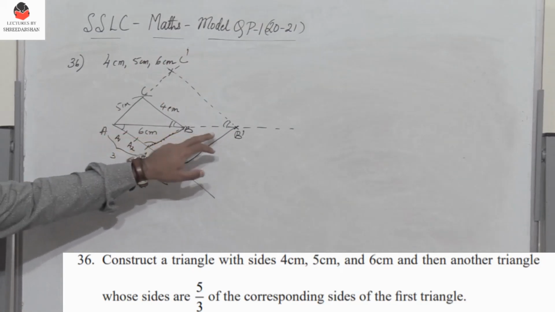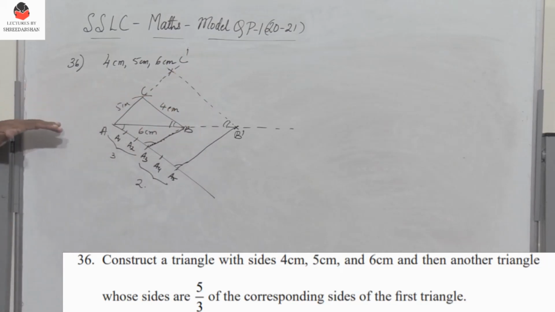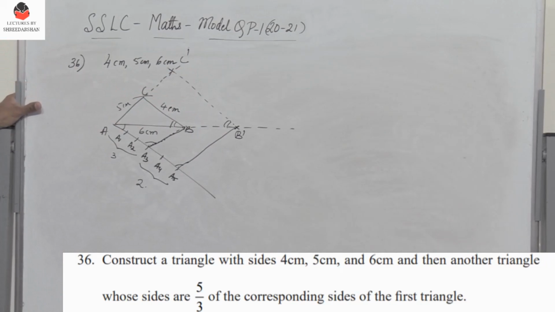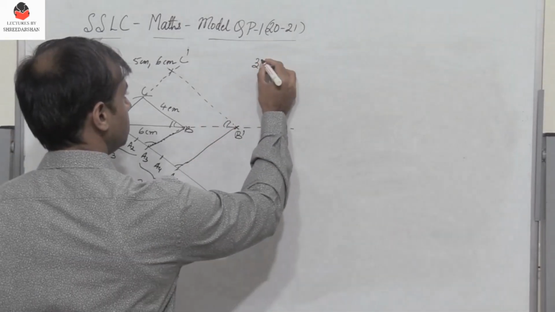So now the triangle AB dash C dash and the triangle ABC will be of the ratio 5:3. The sides will be of the ratio 5:3. Now moving on with problem 37.